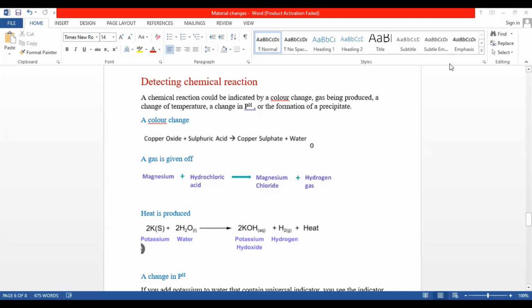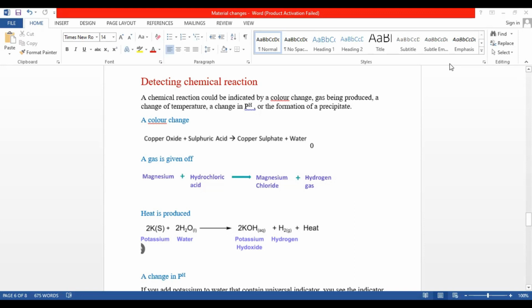We can see the color has changed after the reaction. We can see a gas is being produced after the reaction. We can see the temperature has changed after the reaction, or the pH has changed. You know, the pH value is a measurement we use to identify whether a solution is acidic or basic. We know for acidic solutions the pH value is low, lower than 7, and the pH value is higher than 7 for basic solutions. And also sometimes precipitates are formed.